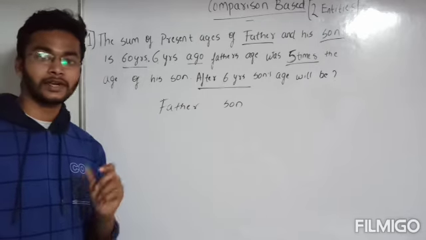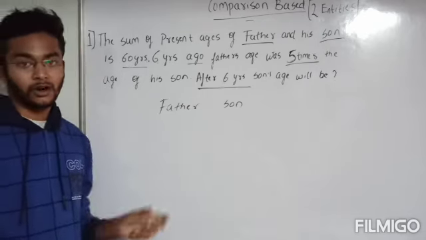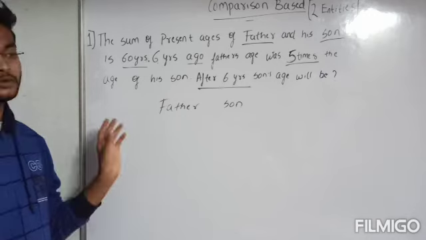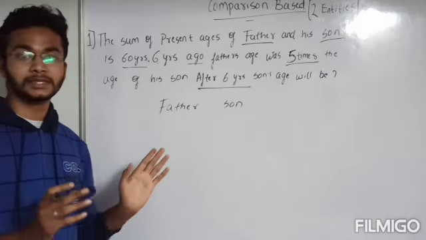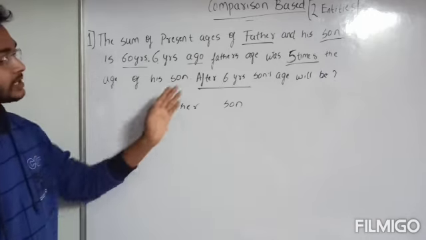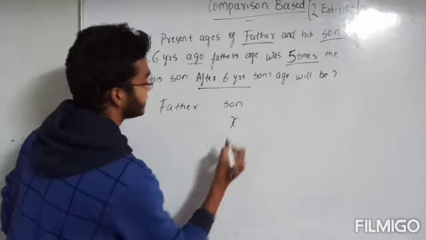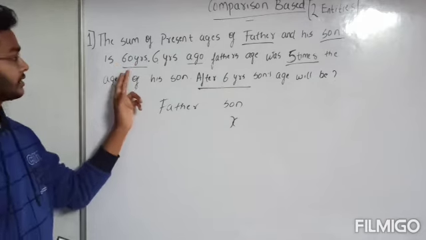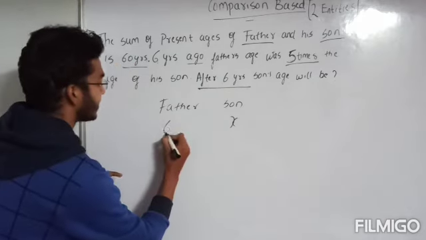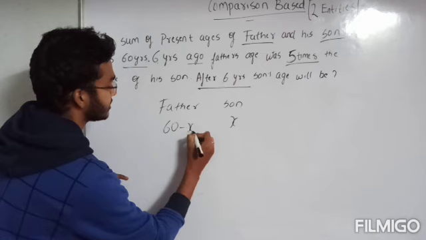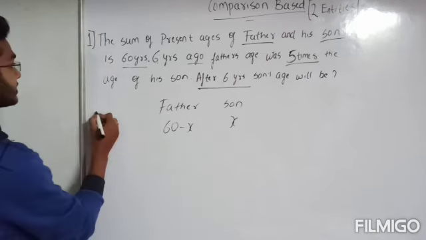Here we should assign the variable to the younger age, or to the one to whom the other person's age is compared. Here the ages are compared with respect to the son. So let us assume his age to be x. What will be the father's age? His age will be 60 minus x, as the sum of their ages is 60. So this is the present.